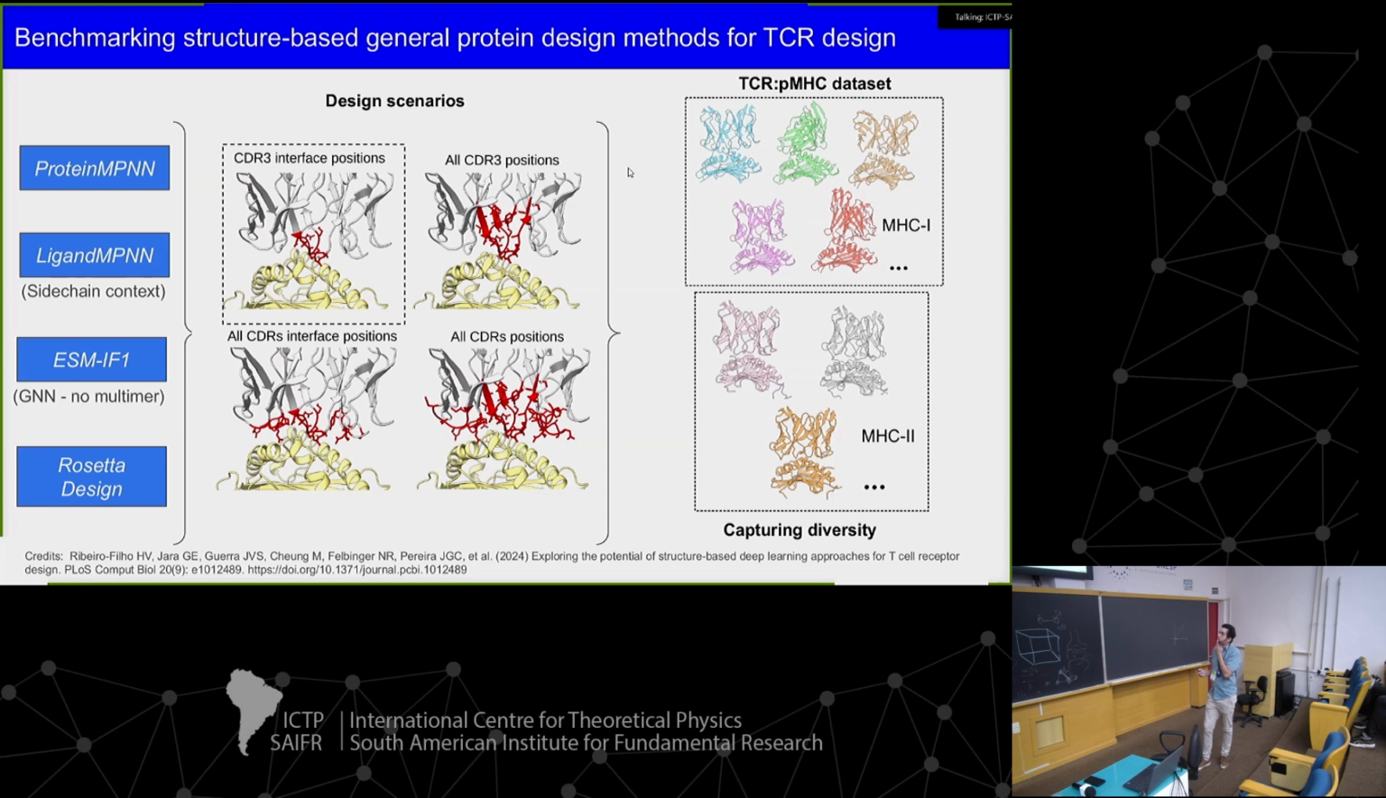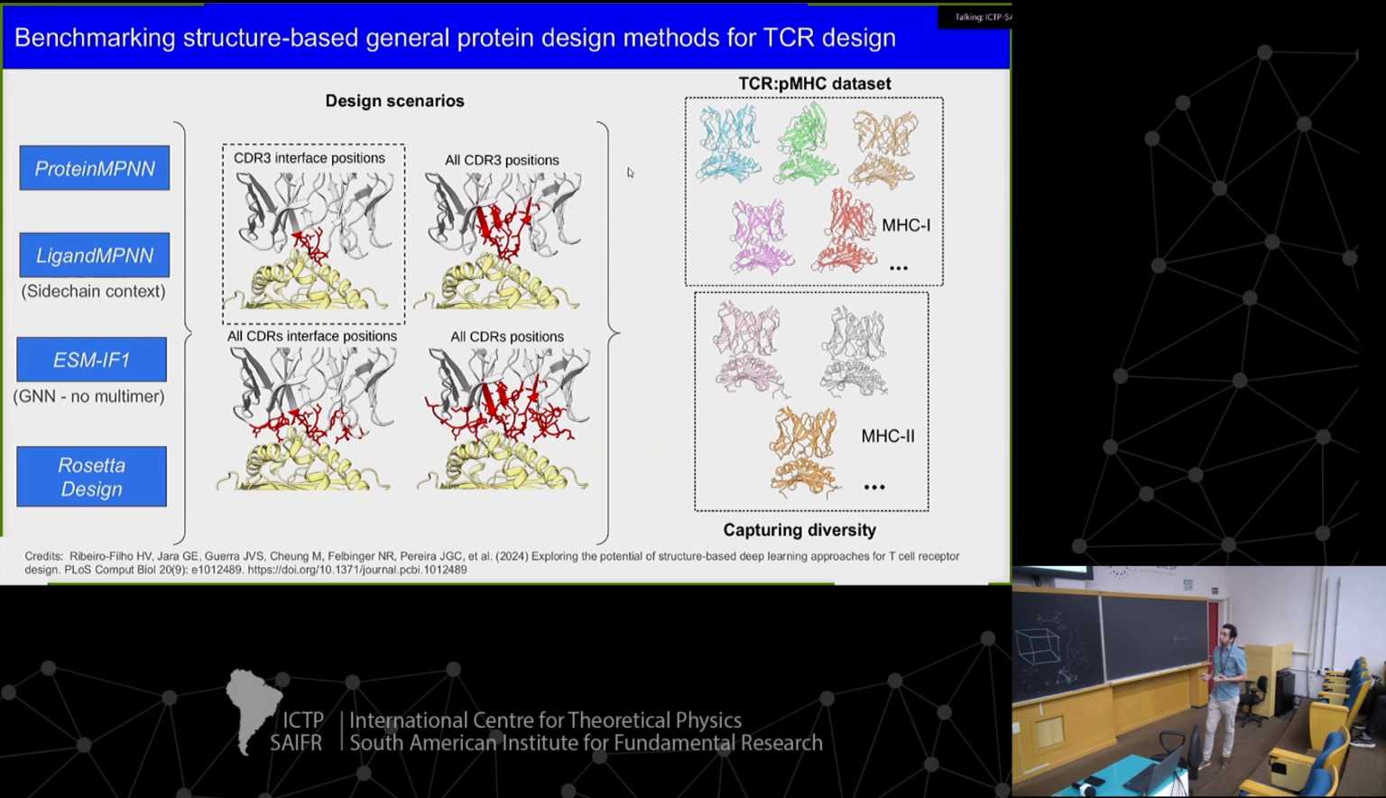The one that I will mention here, and we explore more in this article, was the design of just the CDR3. It's basically a loop that is more in contact with your target peptide in both chains. Okay, but to test those methods, we need to have reference, right?